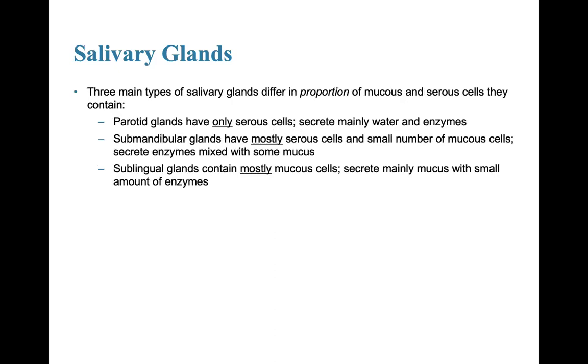The 3 main types of salivary glands differ in the proportion of the mucus and the serous cells that they contain. The parotid glands only have serous cells. They secrete mainly water and enzymes. The submandibular glands have mostly serous cells and a smaller number of mucus cells. They secrete enzymes mixed with some mucus. The sublingual glands contain mostly mucus cells, and they secrete mainly mucus with a small amount of enzymes.